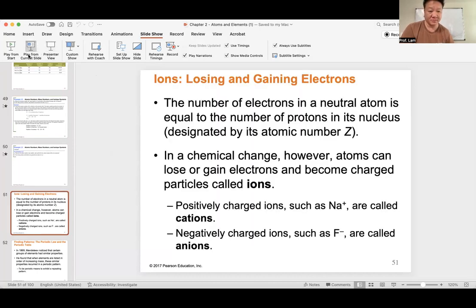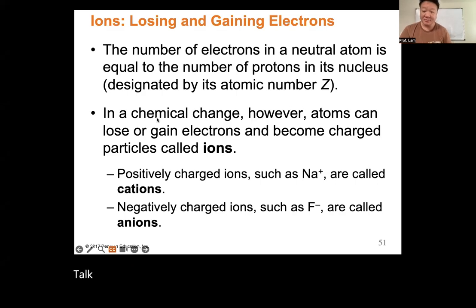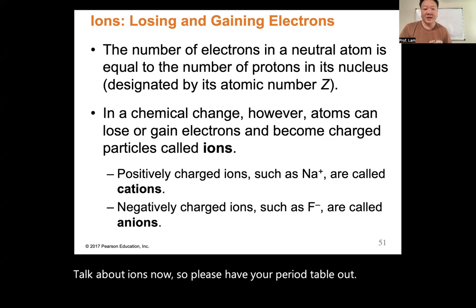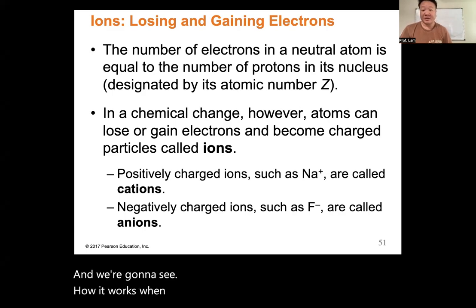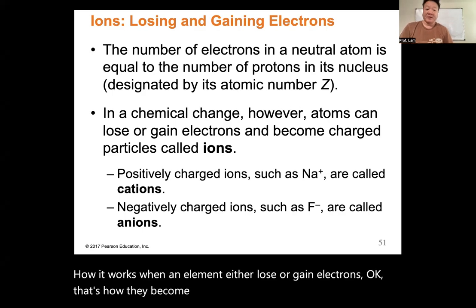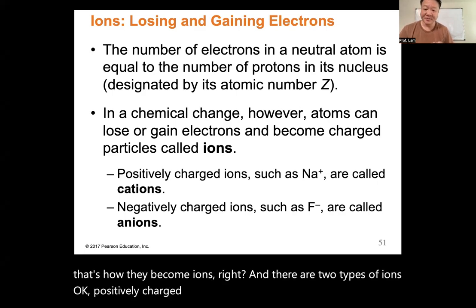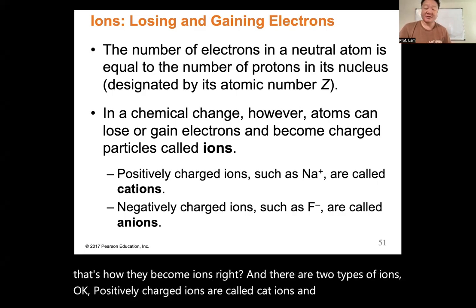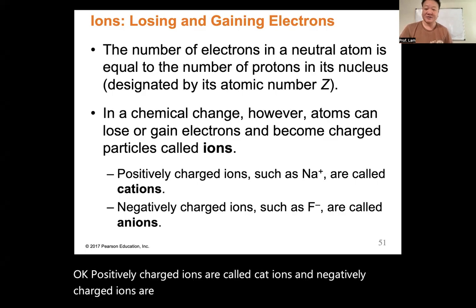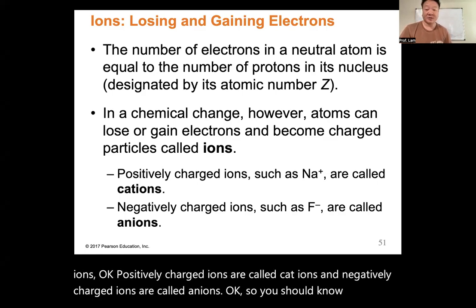We're gonna talk about ions now. So please have your periodic table out. And we're gonna see how it works when an element either loses or gains electrons. Okay, that's how they become ions, right? And there are two types of ions, okay? Positively charged ions are called cations, and negatively charged ions are called anions. Okay, so you should know those terminology.